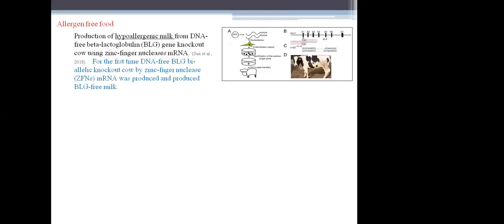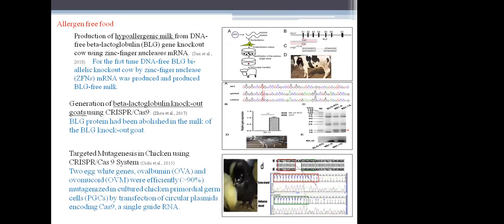Allergen-free food, which is also a huge problem in the world. In ruminants, in cattle and goat, it has been seen that in the milk there is a gene called beta-lactoglobulin, which is usually the reason for the allergy. And a knockout of this gene using zinc finger nucleases or the CRISPR-Cas9 system made the milk hypoallergenic or less allergenic.